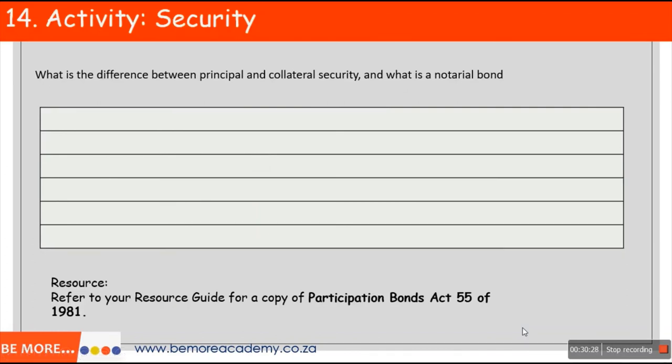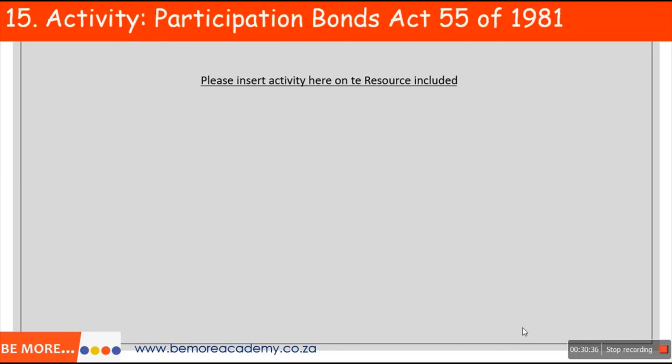Okay, this is security. What is the difference between principal and collateral security, and what is a notarial bond? We've just done that. Activity: participating bonds, Act 55 of 1981. I will draw up this act and I will post it for you on the group. And that's it for tonight.